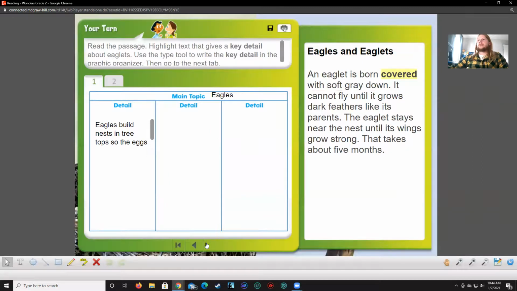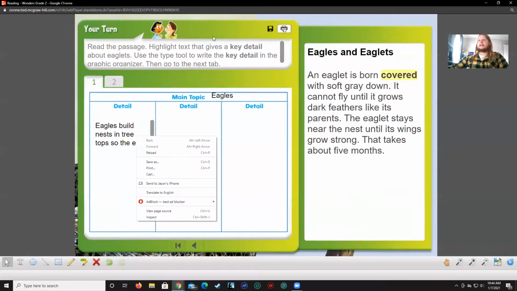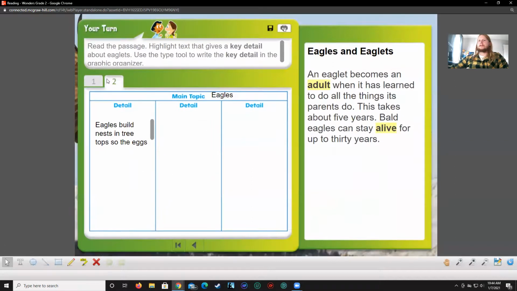The eaglet is born and covered with soft gray down. And it cannot fly until it grows dark feathers like its parents. And the eagles stay near the nest until its wings grow strong. That takes about 5 months.